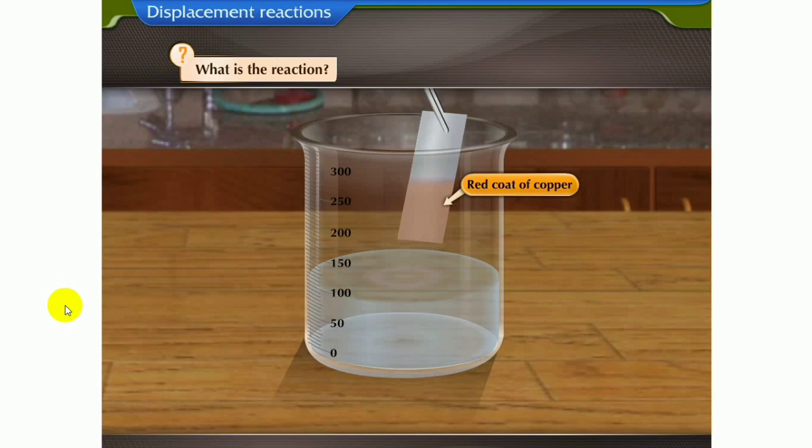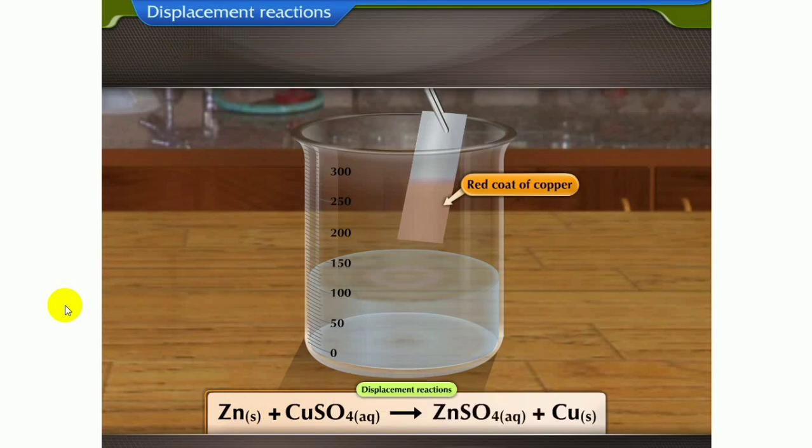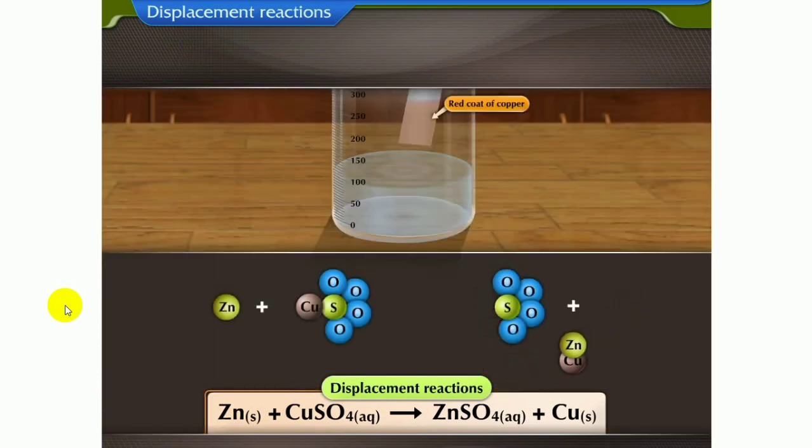What is the reaction? Zinc displaces copper in copper sulfate to form zinc sulfate. Such reactions are called displacement reactions. Reactions in which the more reactive element displaces the less reactive element from its compound are called displacement reactions.